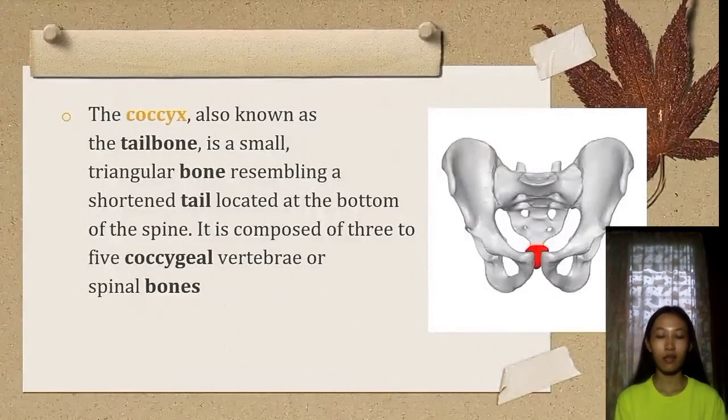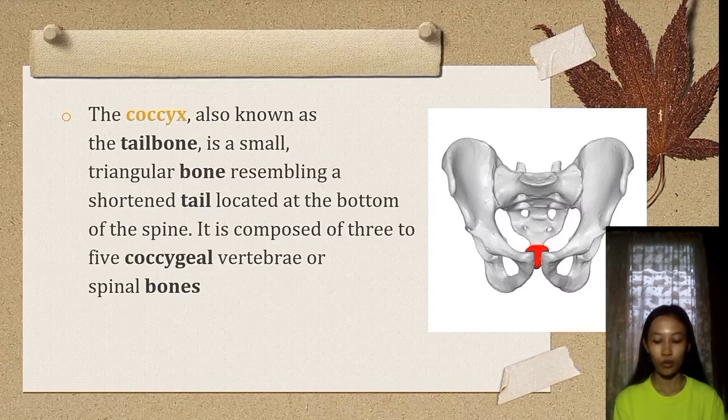Next is the coccyx region. It is also known as the tailbone. It is a small triangular bone resembling a shortened tail which is located at the bottom of the spine. It is composed of 3 to 5 coccygeal vertebrae or spinal bones.